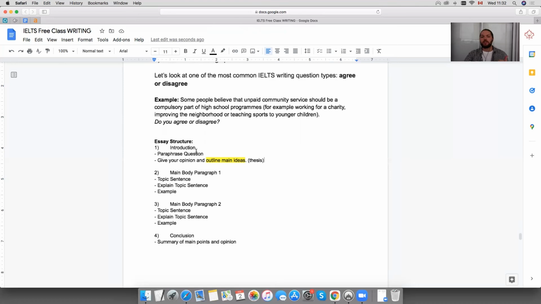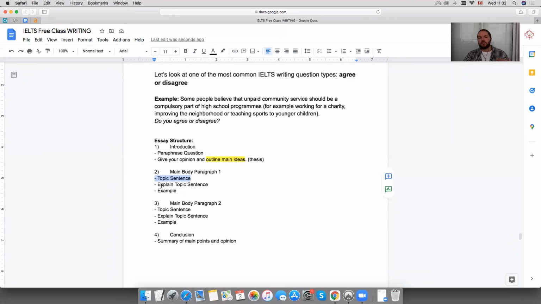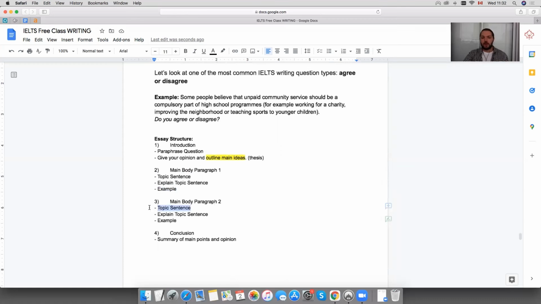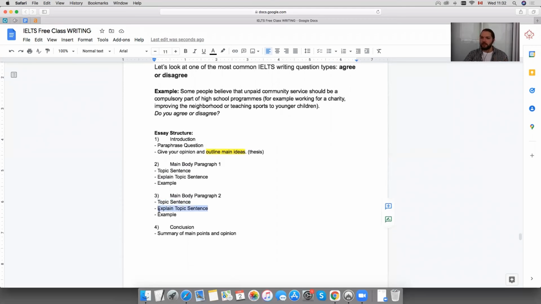The first topic of our thesis is going to become the first topic sentence in our detail paragraph. We will support our idea, and then we'll give an example from our life, just like we spoke about. Our topic sentence for our second detail paragraph will be our second topic in our thesis. We'll explain that idea, and then we'll give an example from our life.